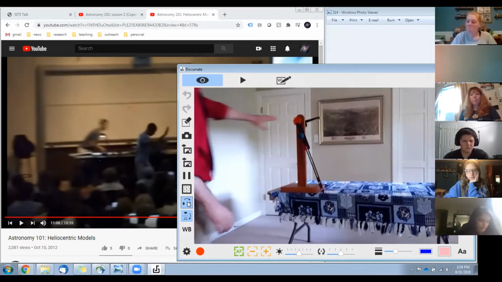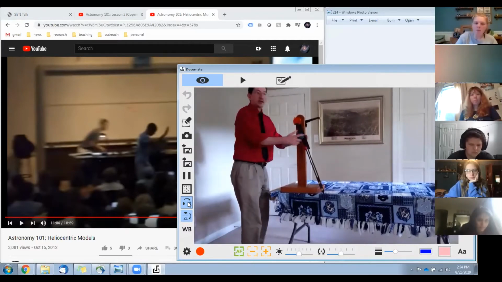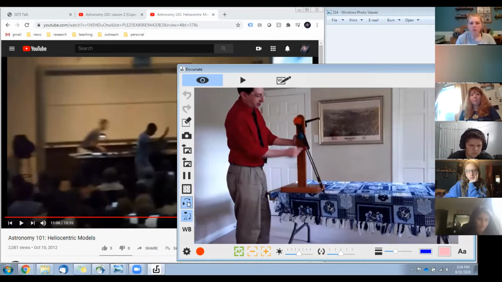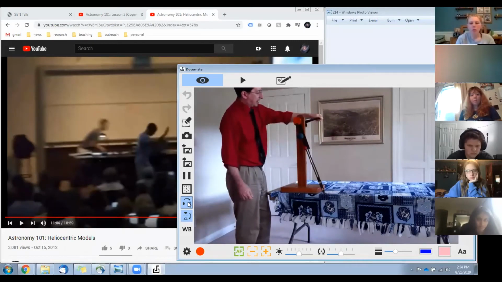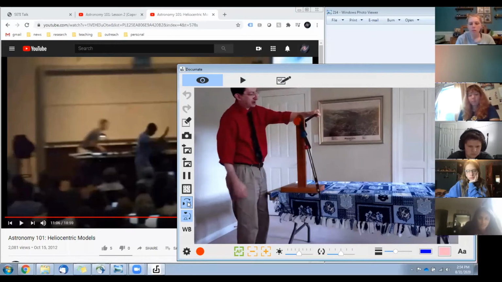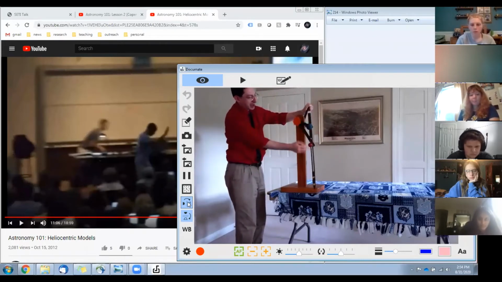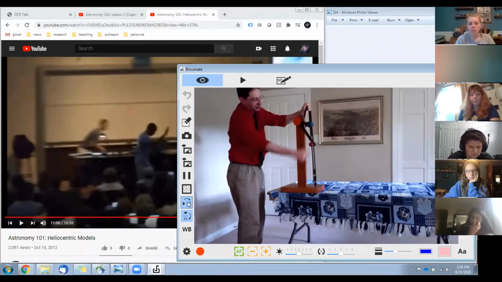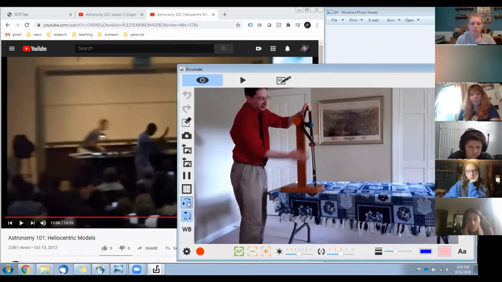So we have the sun. The racquetball here is Earth. The little hard red ball is Mars. And by turning the crank, we're going to orbit counterclockwise. And right now we're in retrograde. Earth is just passing Mars. So the arrow shows the direction from Earth to Mars.